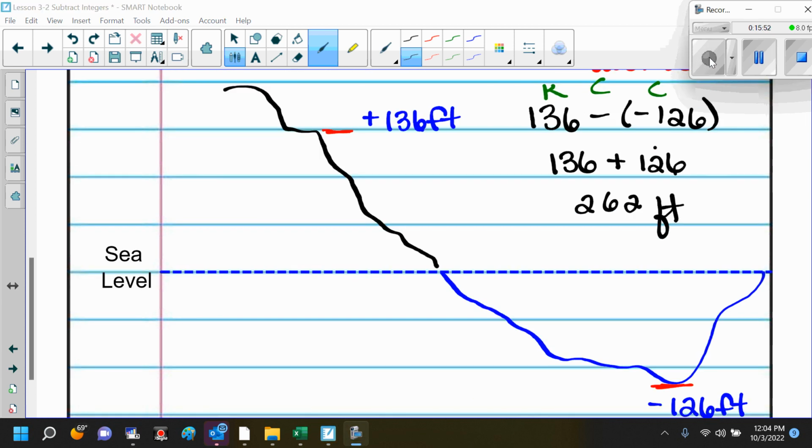Understand that it does make sense because we are adding that distance to this distance. We're just adding this to this. So that means that this is going to be the 262 feet.